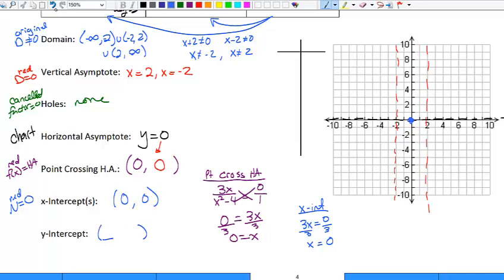My y-intercept, I have 0, some value. In order to find that value, I'm going to find f of 0. Again, that's the reduced form. In this case, there isn't a reduced form, so I'm just going to go ahead and use the original f of 0. That was 3 times 0 over 0 squared minus 4. So that's 0 over negative 4, which is 0. So 0, 0. Again, not such a big surprise. We probably could have figured that out ourselves.